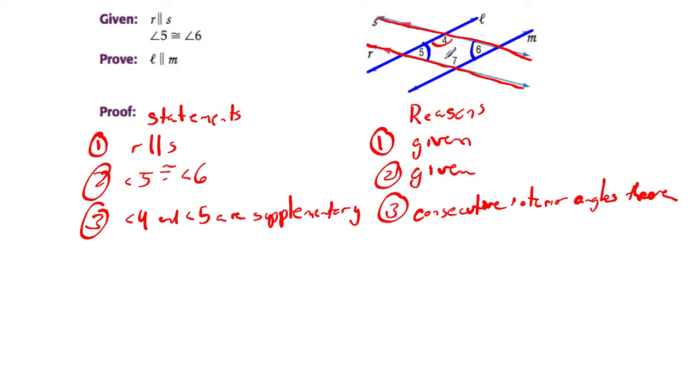Likewise, I can say that, what can I say? Well, if I look here, I have this line going through L and M. I know that 5 is equal to 6. So what if I say, if 5 and 4 are supplementary, then 4 and 6 must be supplementary.